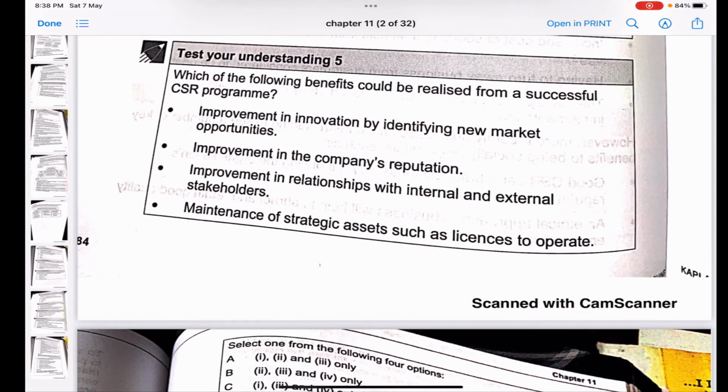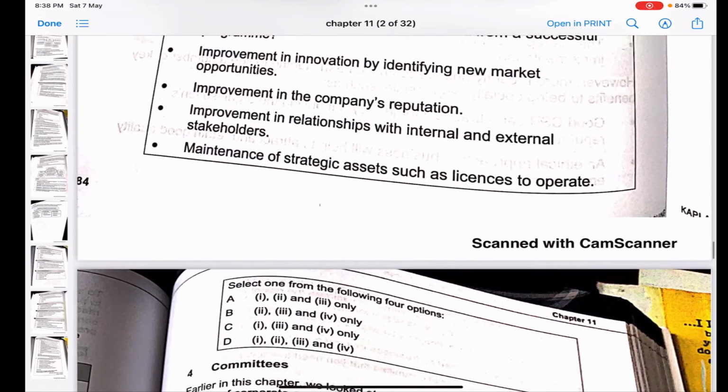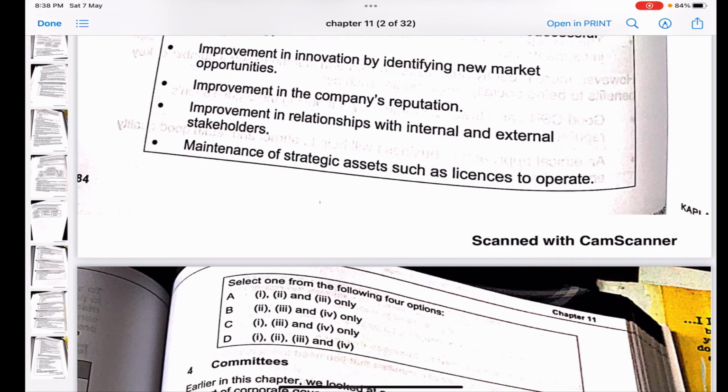Test your understanding 5. Which of the following benefits could be realized from a successful CSR program? So what are the benefits? Improvement in innovation by identifying new market opportunity? No, we haven't read anything like that. Improvement in the company's reputation? Yes. Improvement in relationships with internal and external stakeholders? Yes. Maintenance of strategic assets such as licenses to operate? That also. So the answer will be 1, 2 and 3 according to me.